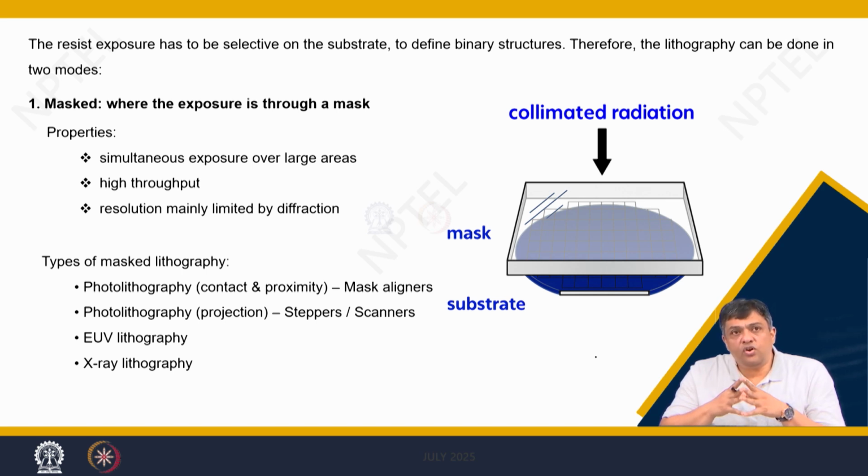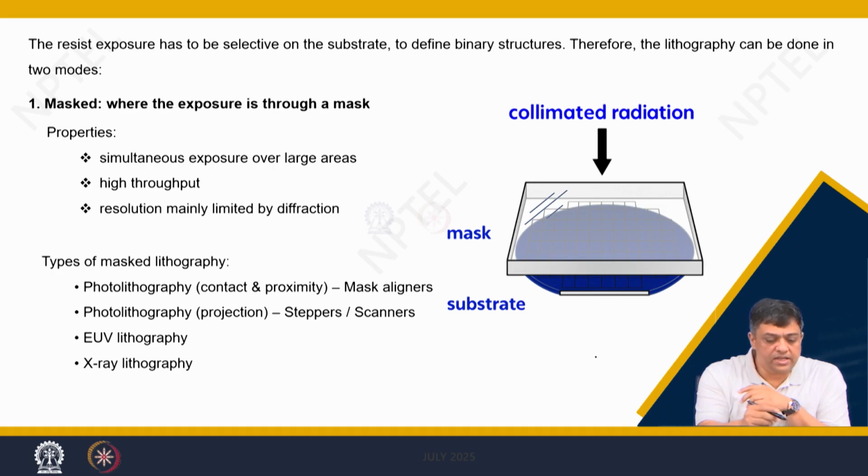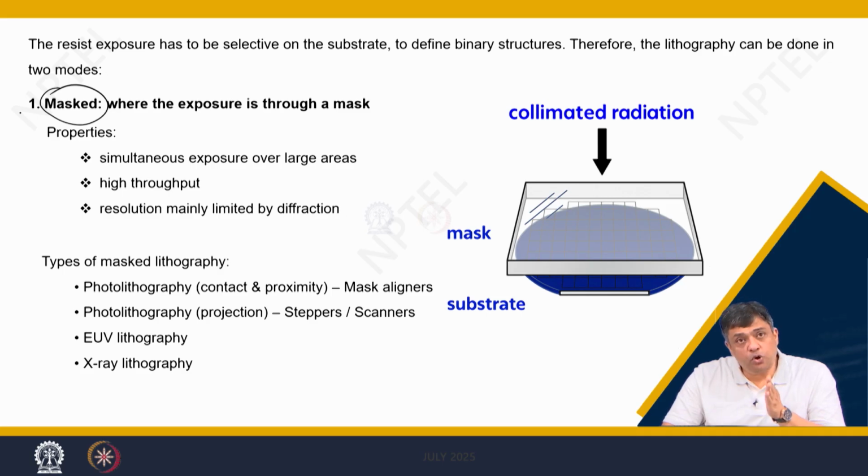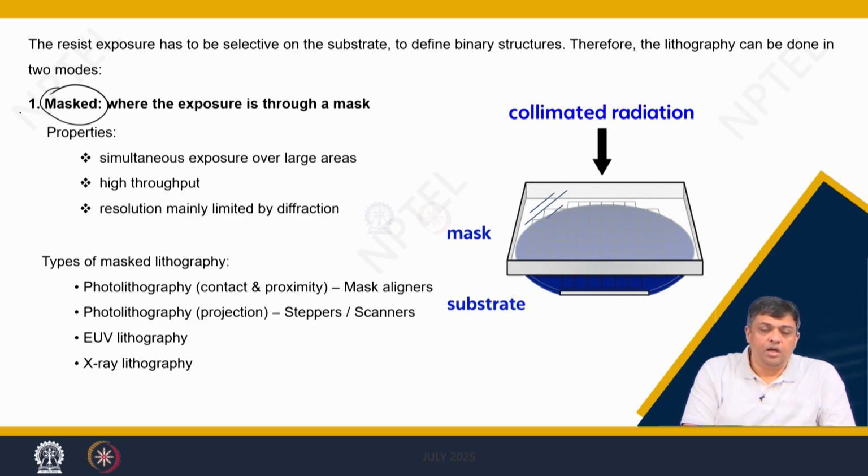So, the lithography can actually be carried out in two modes. One is masked, where the exposure is through a mask, which we have been discussing till now. So, what is the advantage? It can give you simultaneous exposure over a large area, hence you have a high throughput, but the resolution is mainly limited by diffraction.